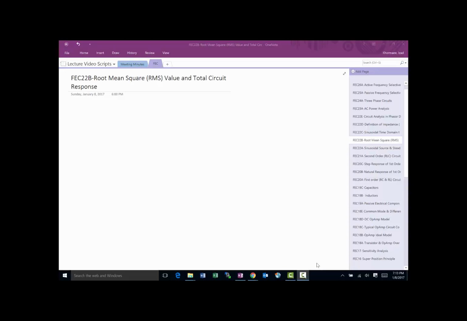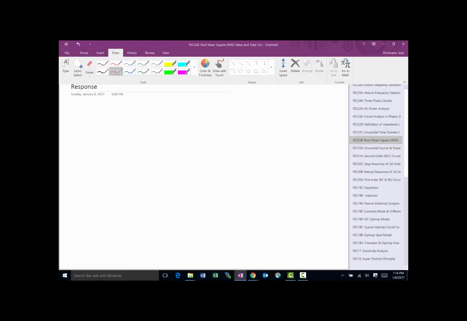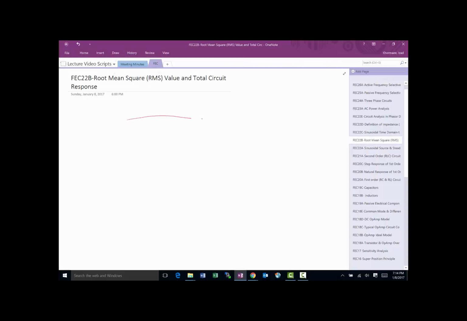This is another video in the fundamentals of electrical circuits sequence, and here what we want to talk about is a couple of ideas that you may hear as you're working with signals that change with time. So if you look at a sine or a cosine signal, for example, let's say a sine signal will look like this.